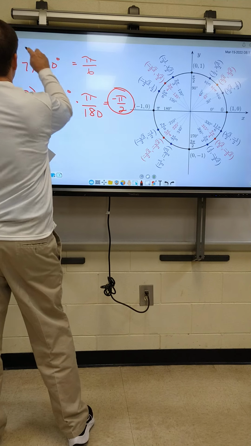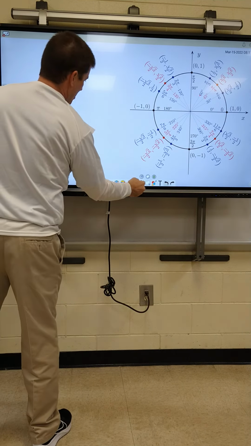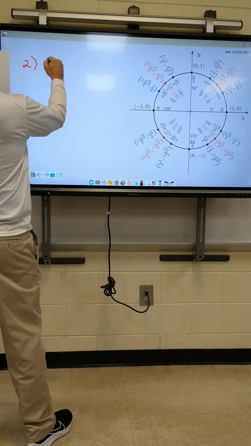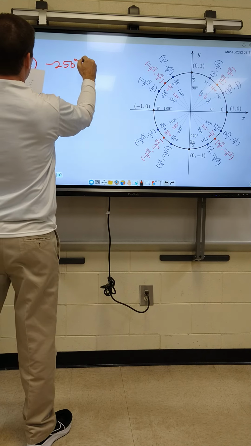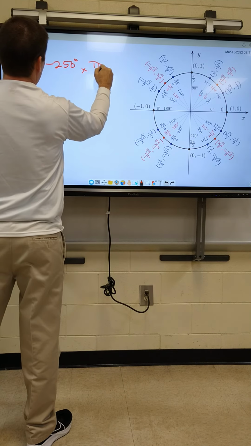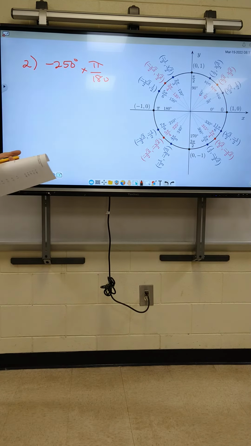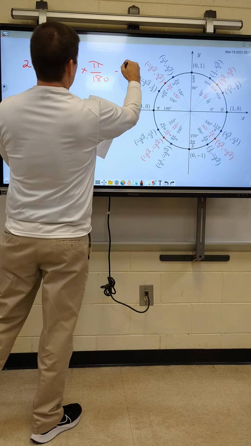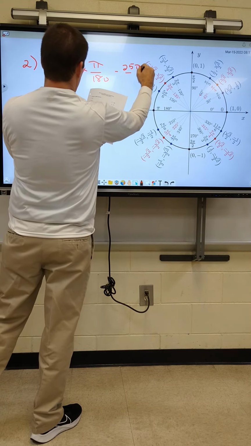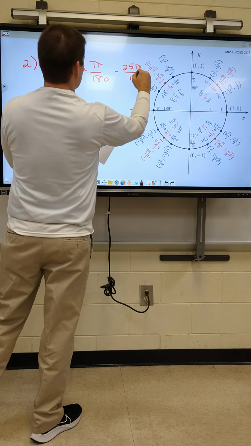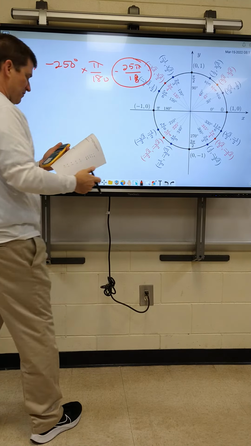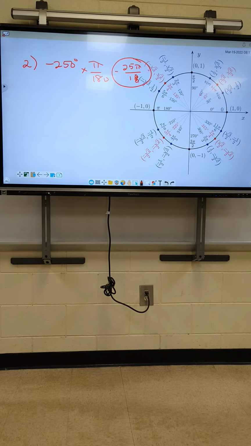All right, let's try the next one, Allison. Let's try number 2. It says negative 250 degrees. We're gonna times by pi over 180 and see what it gives us. Negative 250 times pi over 180. Guys, I got negative 25 pi over 18. That's what I got for number 2.